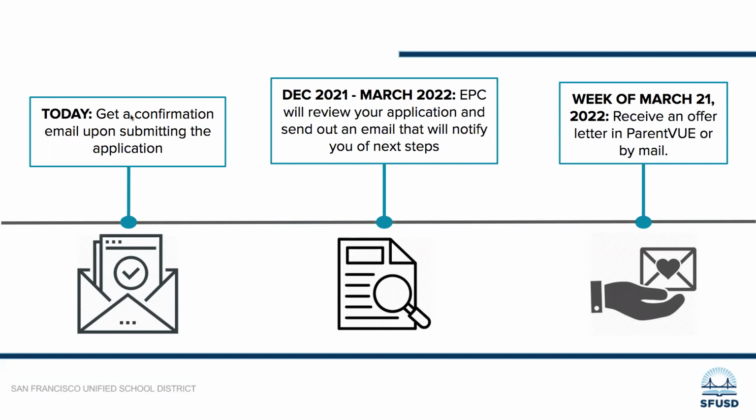Until February 4, which is the deadline, we'll be accepting applications. And from December till March, EPC will be reviewing your applications on an ongoing basis. During this time, from December to March, EPC will reach out to you if additional information or additional documentation is needed. And on the week of March 21 next year, you will be receiving an offer letter in your Parent View account or in the mail.